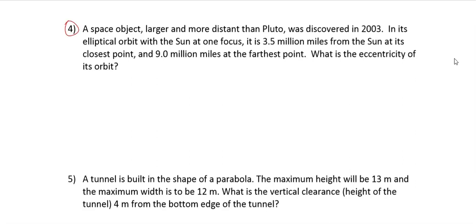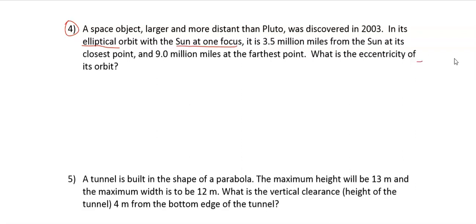A space object larger and more distant than Pluto was discovered in 2003 in its elliptical orbit. Like I said, everything is elliptical, everything in the solar system, with the sun at one focus, and that's true for all of the objects, by the way. The sun is at one of the foci. It is 3.5 million miles from the sun at its closest point and 9.0 million miles at the furthest point. What's the eccentricity of this orbit?